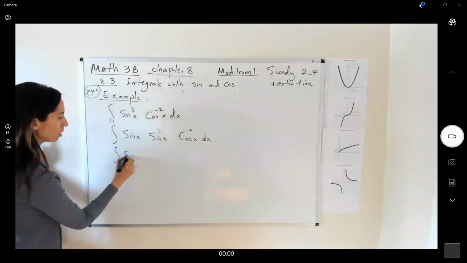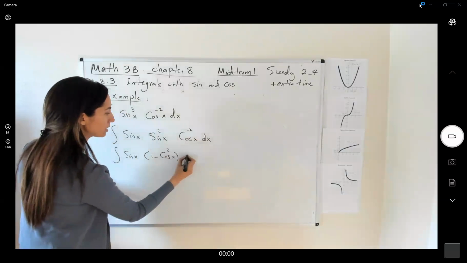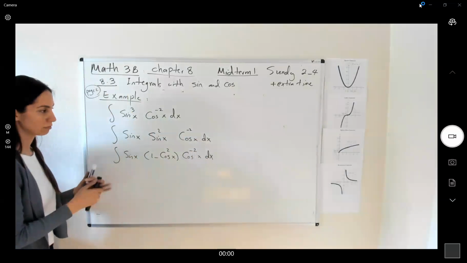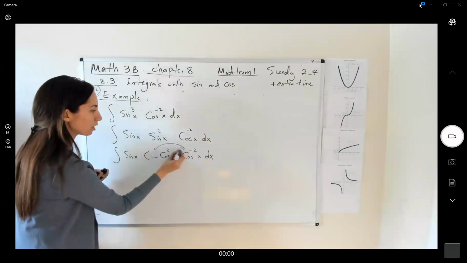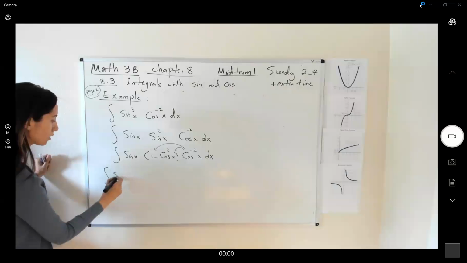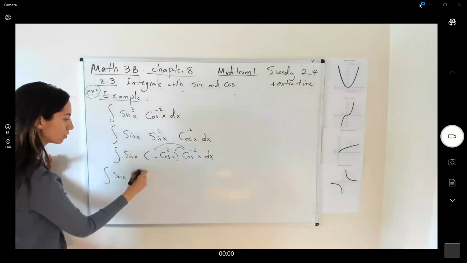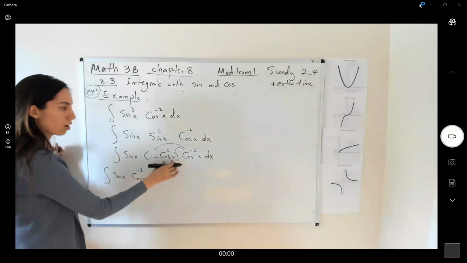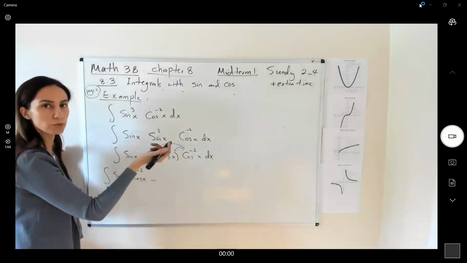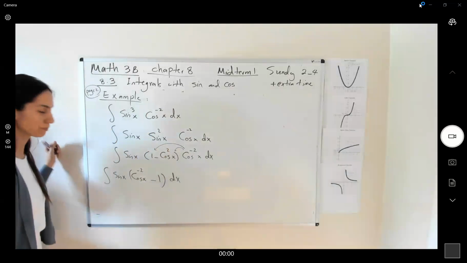Sine squared is 1 minus cosine squared. So this is the integral of sine x, 1 minus cosine squared of x, and here you have cosine to negative 2 dx. Now distribute this guy into parentheses. You get the integral of sine x cosine to minus 2 minus cosine squared times cosine to negative 2. You add the exponents, it's going to be 0. Cosine to 0 is just 1 dx. There you go.